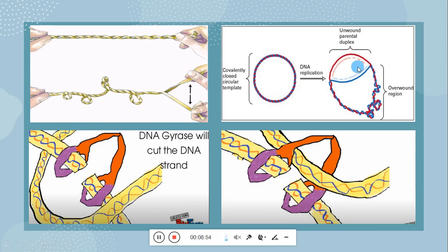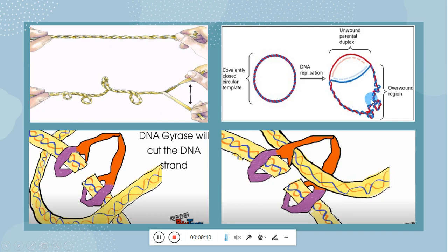Because of this overwounded region, these strands will no longer be able to get separated, and it will be impossible for replication to carry on.